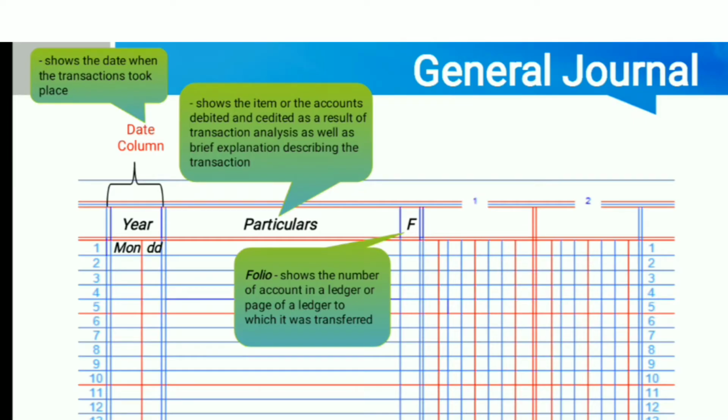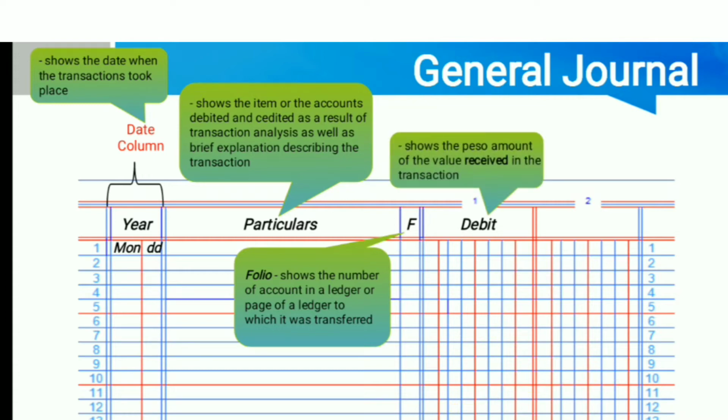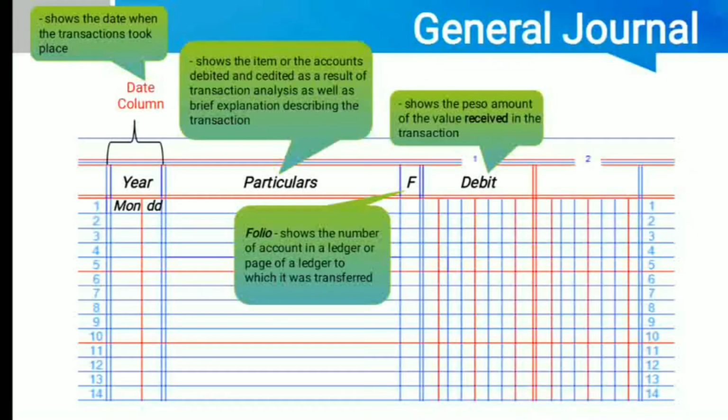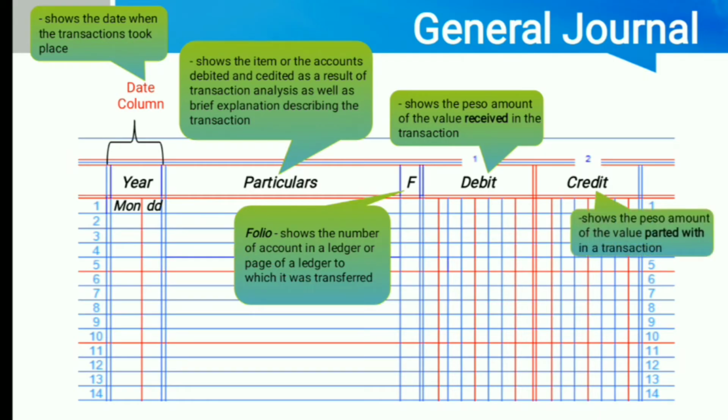The next column is the debit column. So this is a money column wherein it shows the peso amount of the value received in the transaction. The last column is also a money column, for the credit. It shows the peso amount of the value parted with in a transaction. There are those general journals that still have another money column, and that is intended for the balance. But here in our course, we're going to use the debit and credit only. We don't need the balance column.